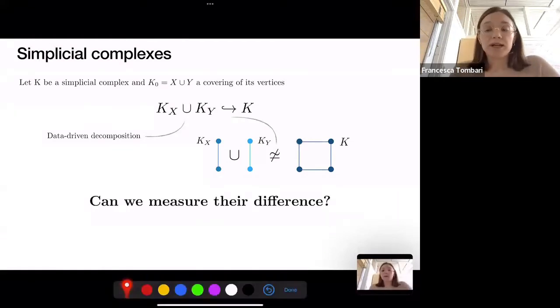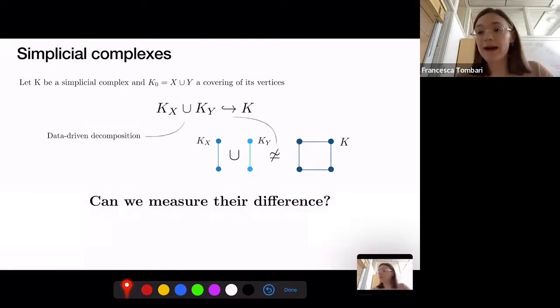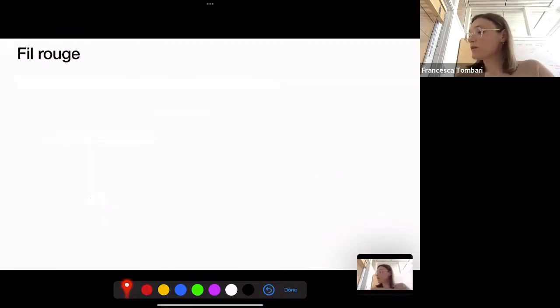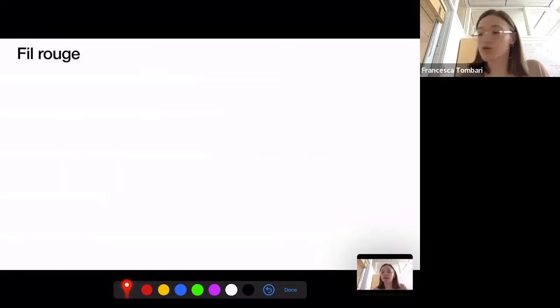And so we wonder, can we measure the difference between these two objects? Or in other terms, can we provide circumstances for which the homotopy type of K can be recovered from the homotopy type of this data-driven decomposition? Those are the kind of things that we think about. And now, what are the techniques? What are the tools that we use? What's our fil rouge, basically?